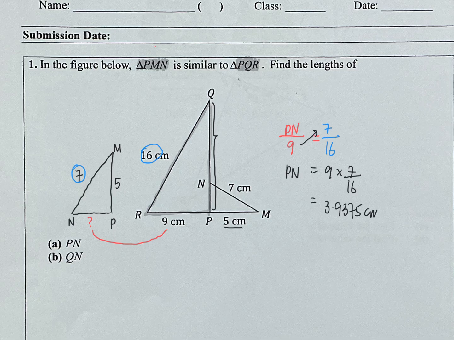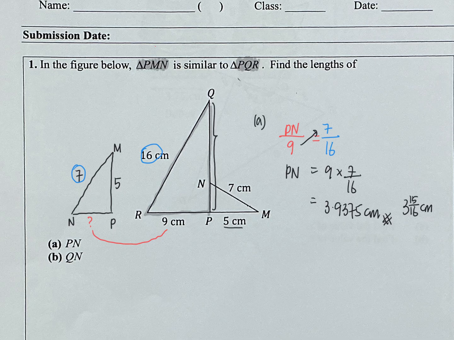3.9375 cm. Since it's exact, no need to round off. If you want to give me in fraction, also can. Okay, no need to round off because it's exact. Okay, this is part A.